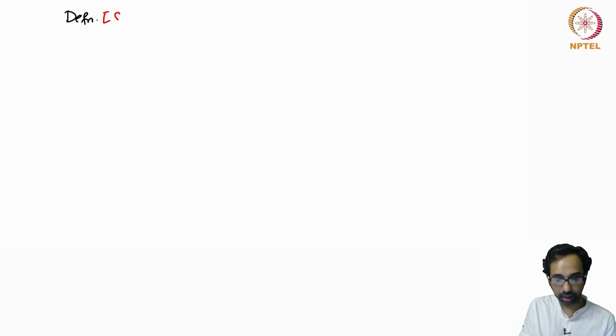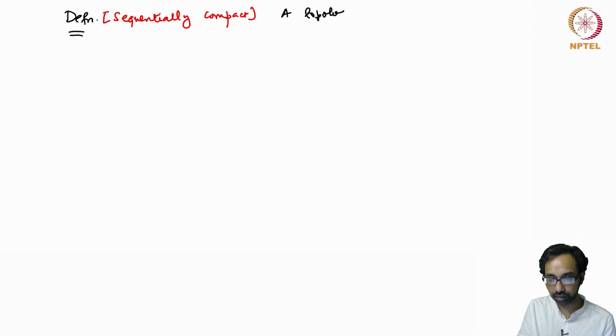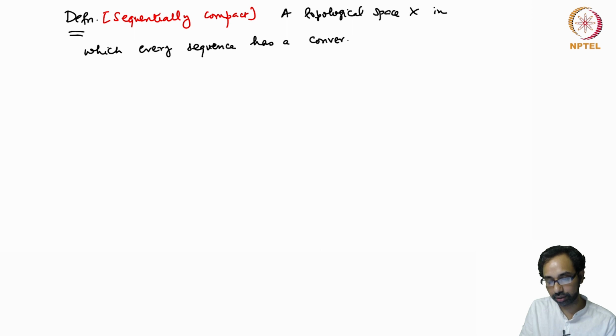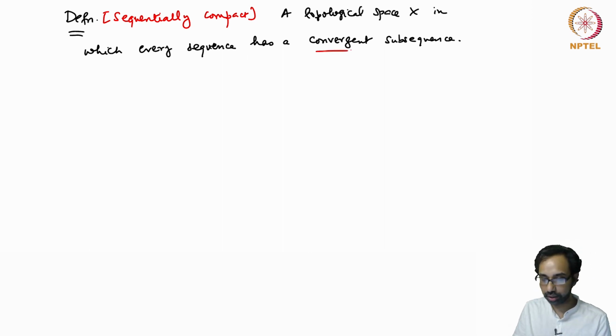And what is a sequentially compact space? We can define a sequentially compact space as a topological space X in which every sequence has a convergent subsequence. And you might have already seen this kind of property in calculus or analysis.